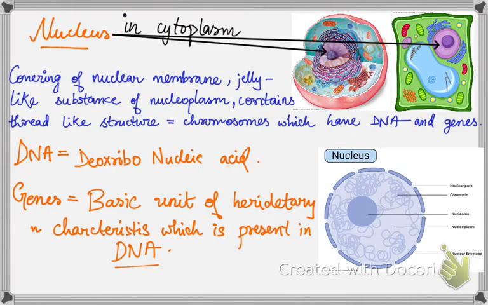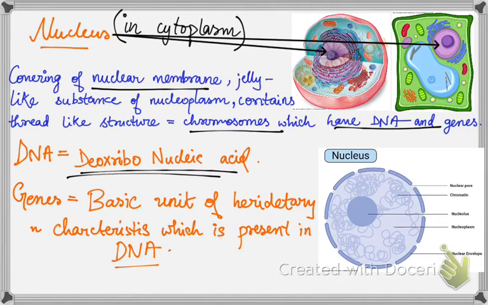Now let's learn about the nucleus. This nucleus is covered with a nuclear membrane which is porous and allows exchange of substances in and out of the nucleus. Then this nucleus also has a pair of chromosomes which contain DNA, that is deoxyribonucleic acid. The nucleus plays a major role in cellular reproduction.